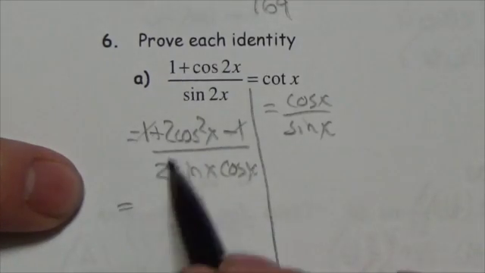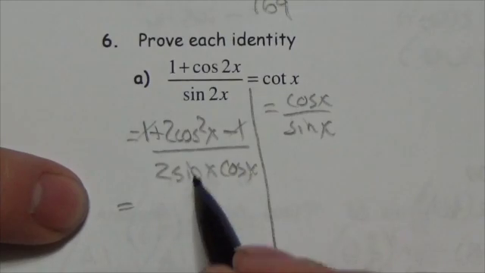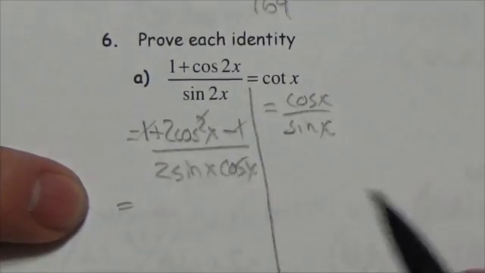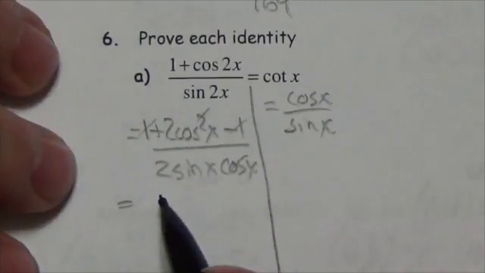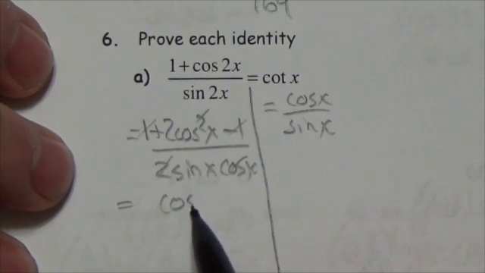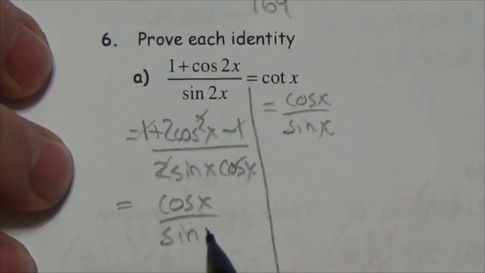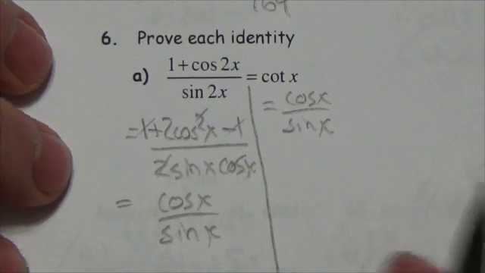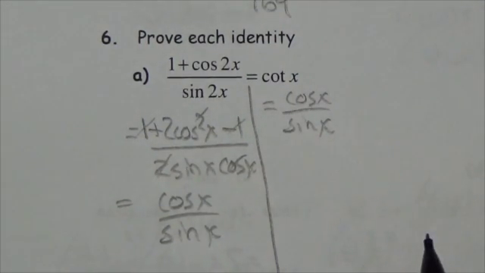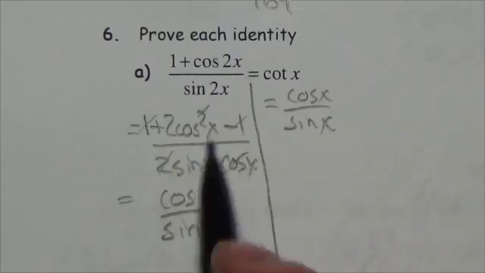So the 1's will cancel, the 2's will cancel, and one of the cosines will cancel. A whole lot cancels here. And I'm simply left with a cosine of x over a sine of x. It just really falls into my lap quite quickly once I make that substitution.